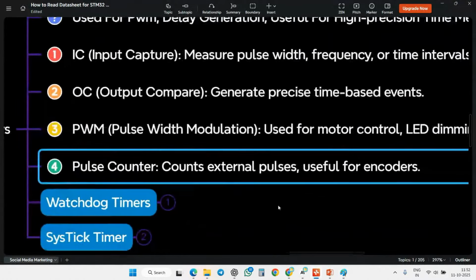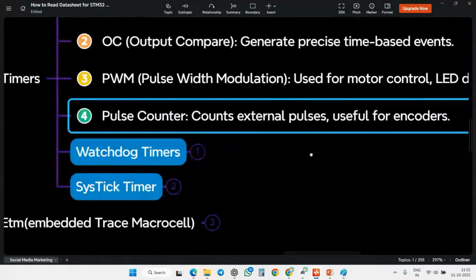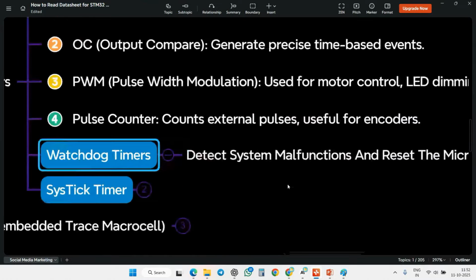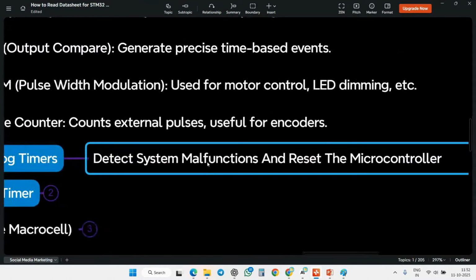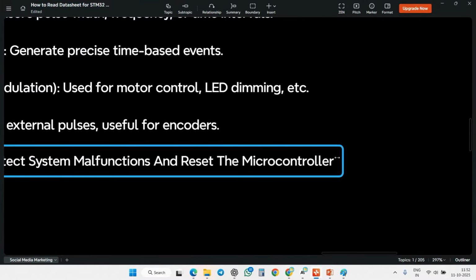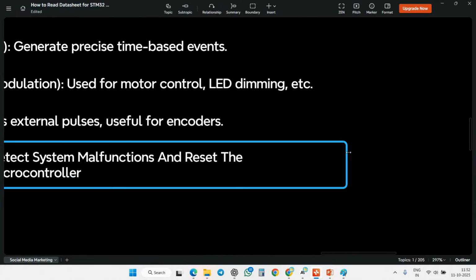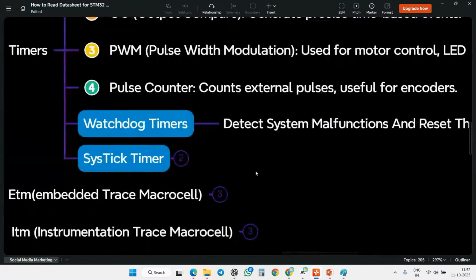And the pulse counter is also there. So all the counting purposes, your pulse counter and time counter, are going to be done by your timers. Now, what is the speciality of the watchdog timer and the SysTick timer? First, the watchdog timer: whenever your microcontroller does some malfunction, that is when it performs. It tries to reset your microcontroller.